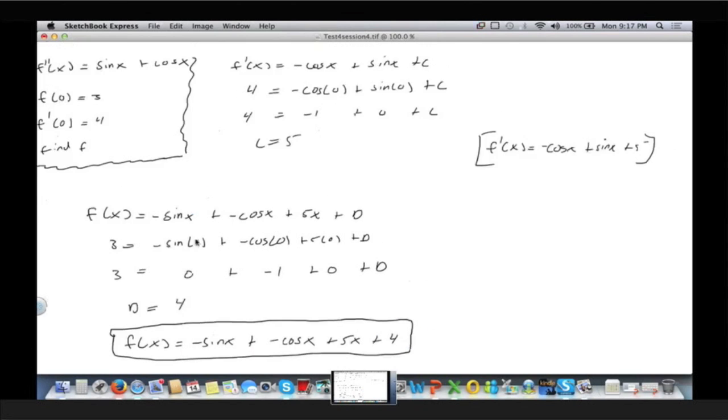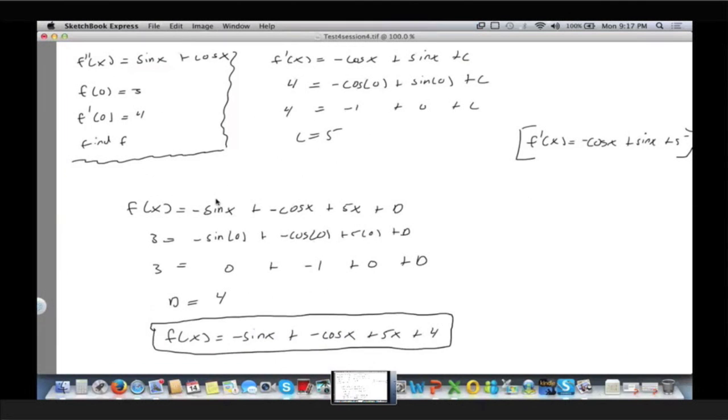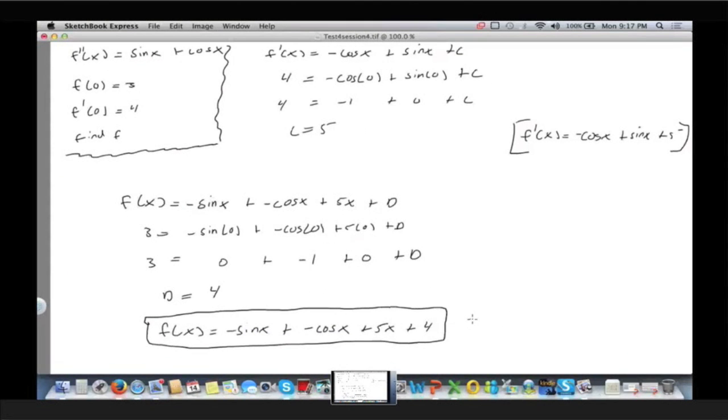Let's add them with that. So f of x would be equal to derivative of sine of x is cosine of x. So this is negative cosine of x plus derivative of cosine of x is negative sine of x.